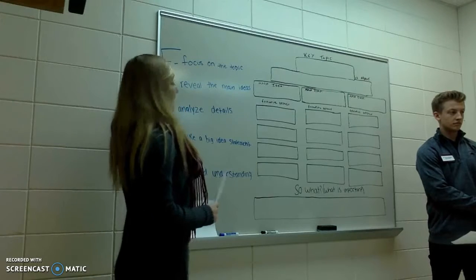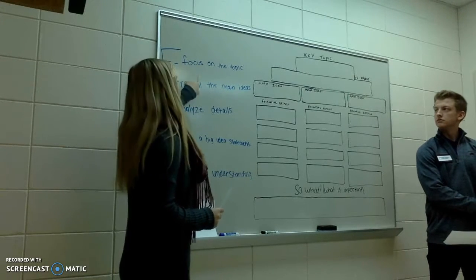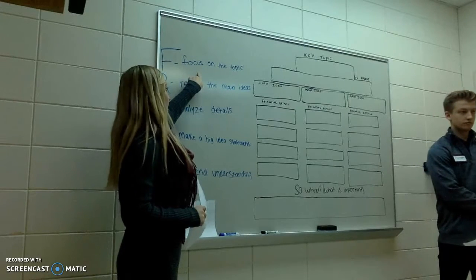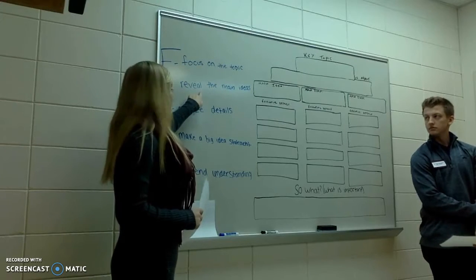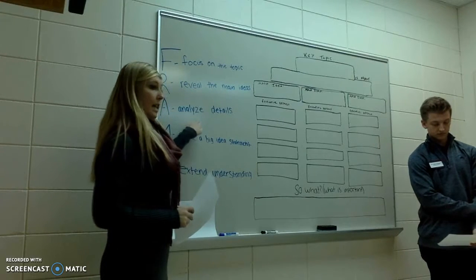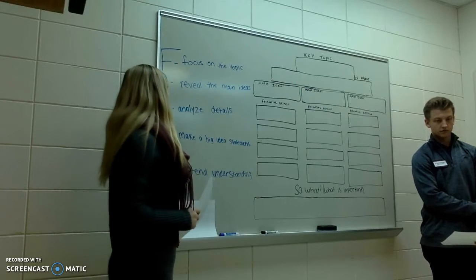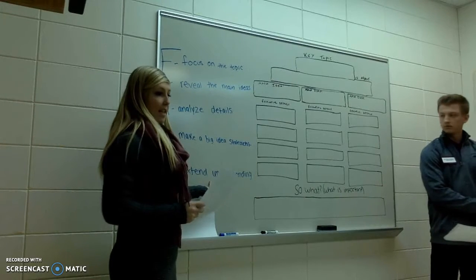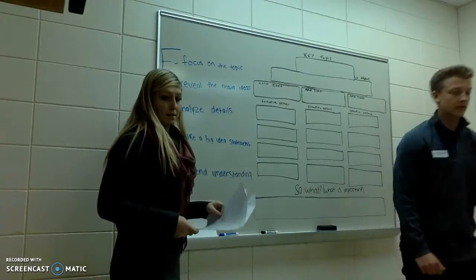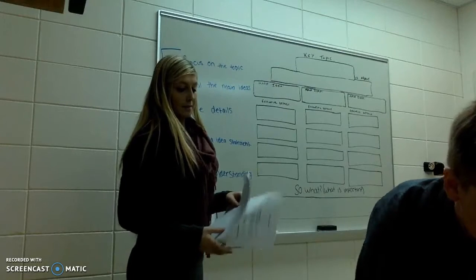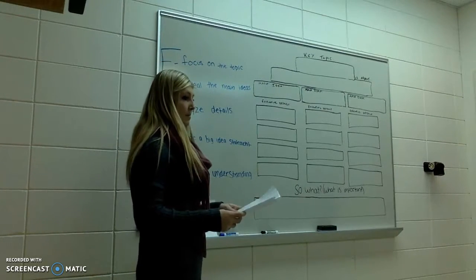So we have an F right here. And we just have an F because it's going to help us remember that F stands for focus on the topic. R is reveal the main ideas. A is analyze the details. M is make a big idea statement. And E is just extending our understanding of what we just read. So now I'm going to give you your own copy of it. These are your guys's. See how it looks the same as ours.